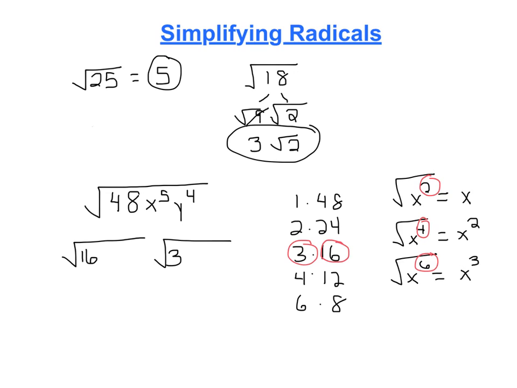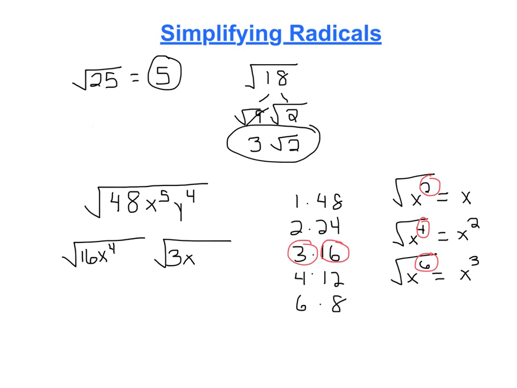All right, so if we take a look at our original problem, we have an x to the 5th under the radical. Now, 5 is not an even exponent, but you want to pull out the biggest perfect square that you can out of this. So the biggest perfect square that's less than x to the 5th that you could pull out of x to the 5th would be x to the 4th, and that would leave us with an x to the 1st left over in our non-perfect square radical.